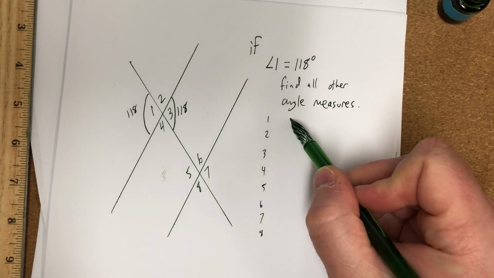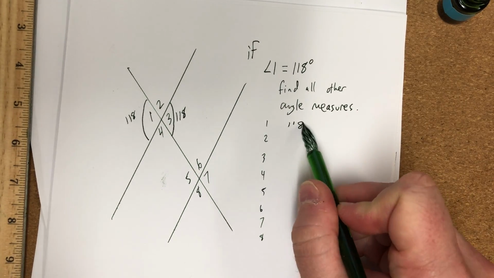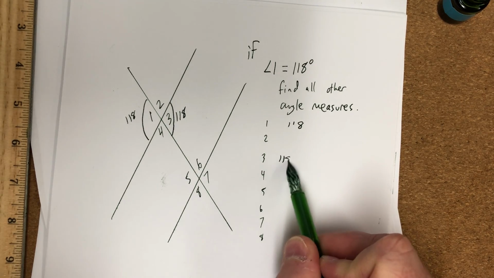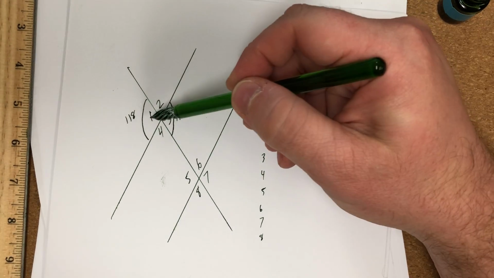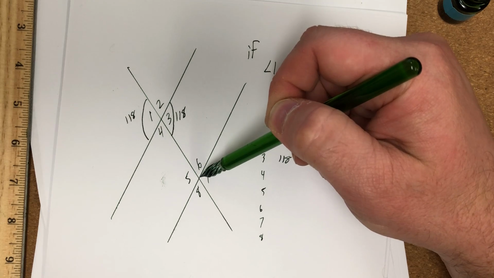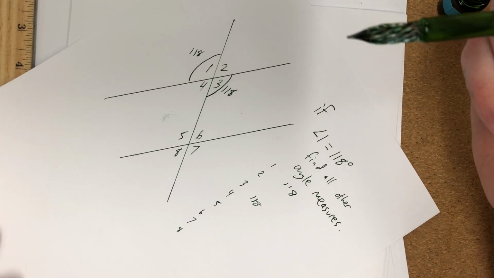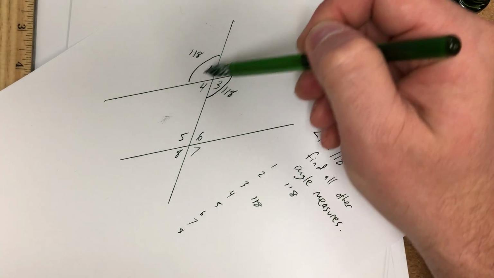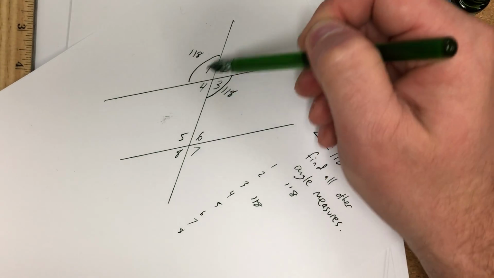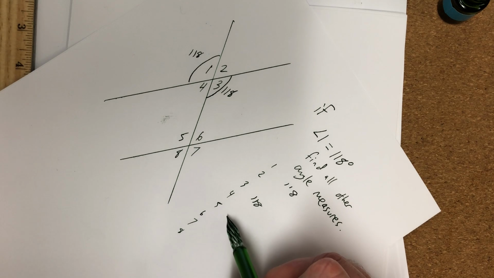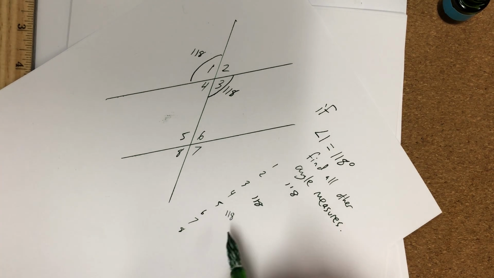So we know 1's 118. We know 3 is 118. Wait a minute. Angle 1 has a corresponding angle down here. Maybe it would help if I rotate it. Right, just kind of look at it like we were looking at the other ones. 1 and 5, those are corresponding angles. So we know 1 and 5 are also 118. Sorry for the wonky writing.